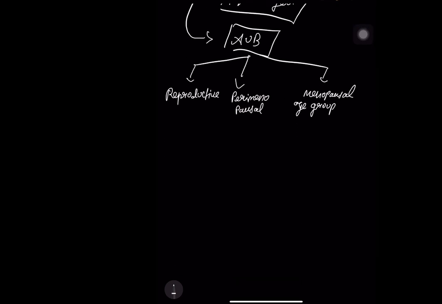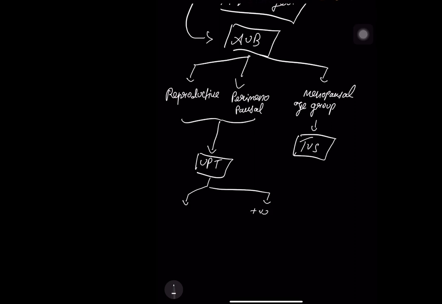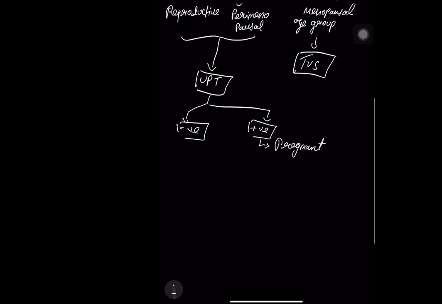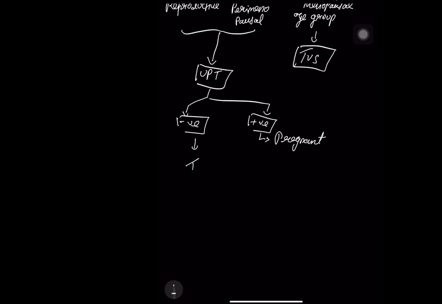What will be the first step if the patient comes with abnormal uterine bleeding, or if we are suspecting endometrial hyperplasia? For the menopausal age group, we'll directly go for EV scan. For the reproductive and perimenopausal age groups, we'll first do a urine pregnancy test, because in pregnancy there may be an increase in endometrium. The result may be positive or negative. If it's positive, then she is pregnant. And if it's negative, then the next line of investigation would be transvaginal sonography, which is TVS.